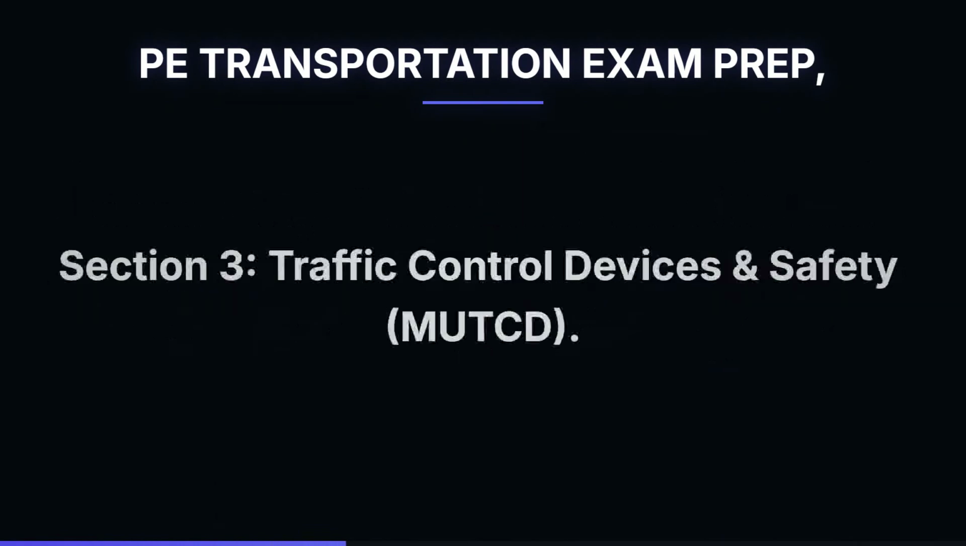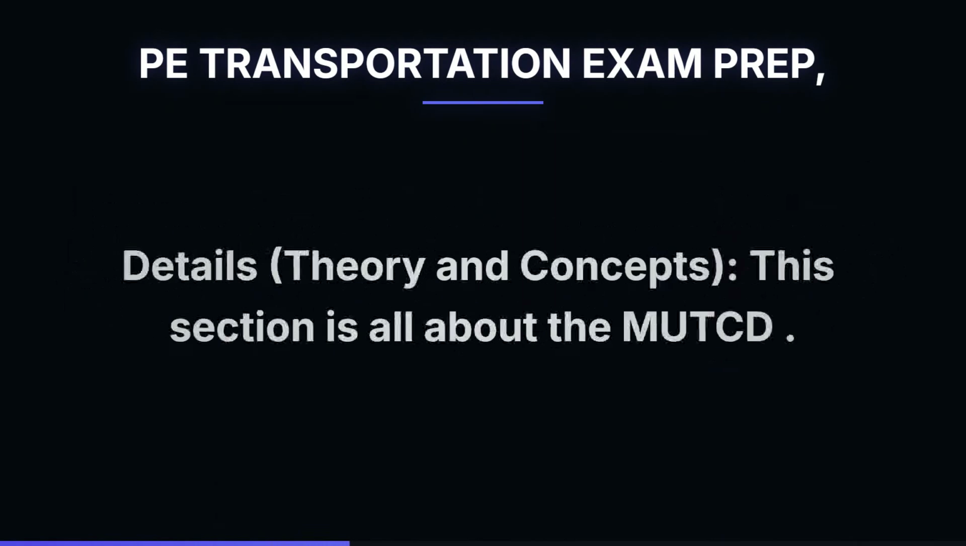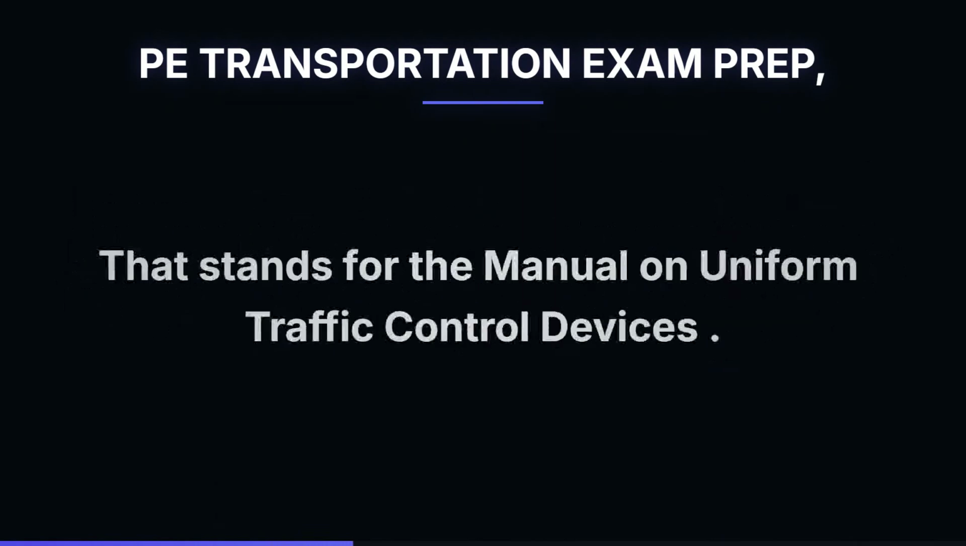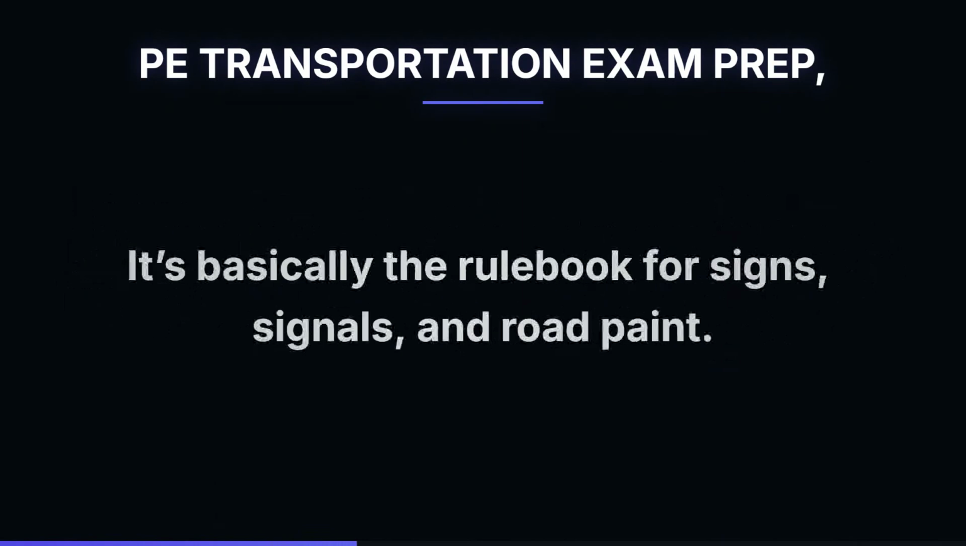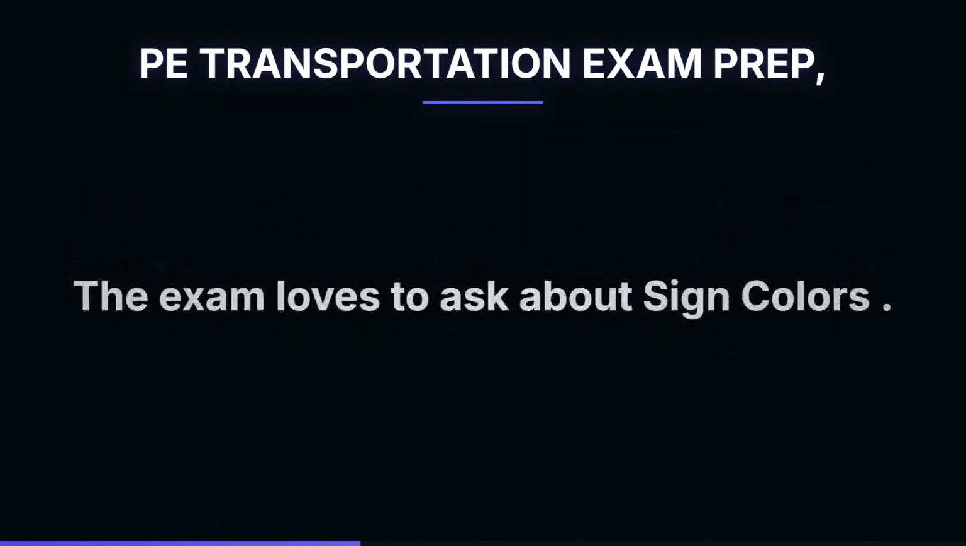Section 3. Traffic Control Devices and Safety, MUTCD. Details, Theory and Concepts. This section is all about the MUTCD. That stands for the Manual on Uniform Traffic Control Devices. It's basically the rulebook for signs, signals, and road paint. The exam loves to ask about sign colors.